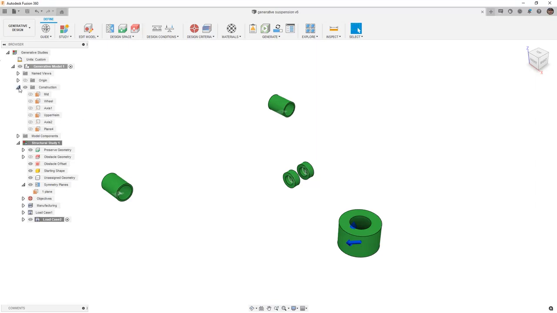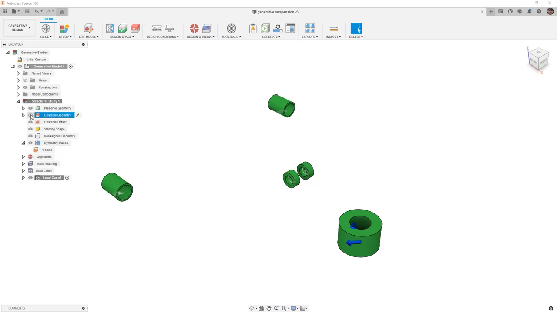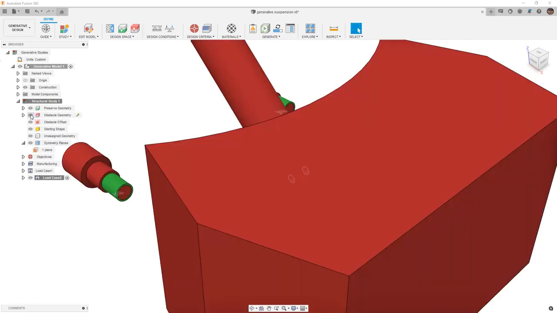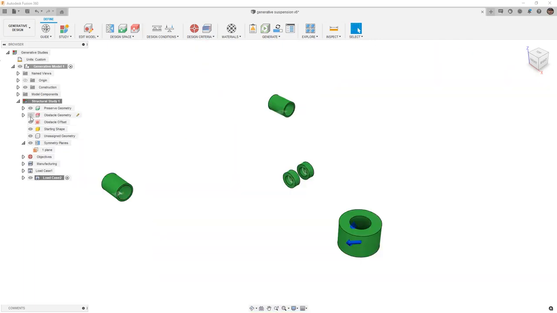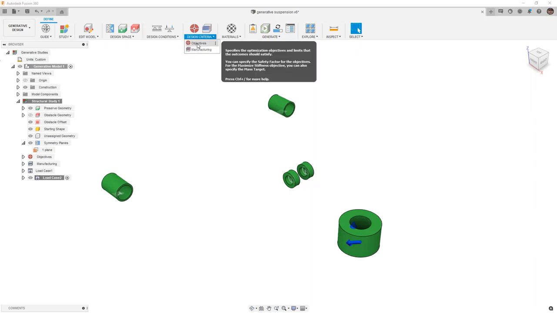At this point, we have used our construction plane to set up a symmetry plane, as well as our preserve and obstacle geometries, and we've included our loads and constraints in load case 1 and load case 2. The next step in the process, after we've set up the design space, is to talk about design criteria, first of which is going to be our objectives.